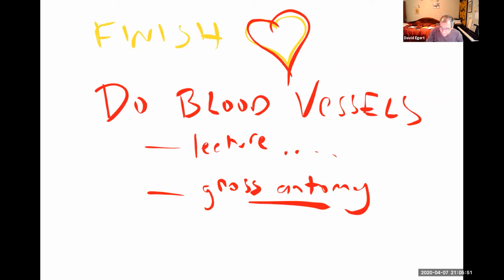Anatomy of the blood vessels. And we're going to learn a number of arteries and veins and their names and all that. So those are the major things we're doing today.